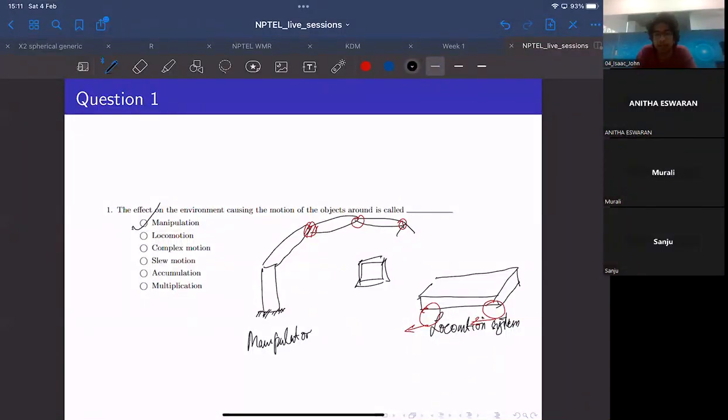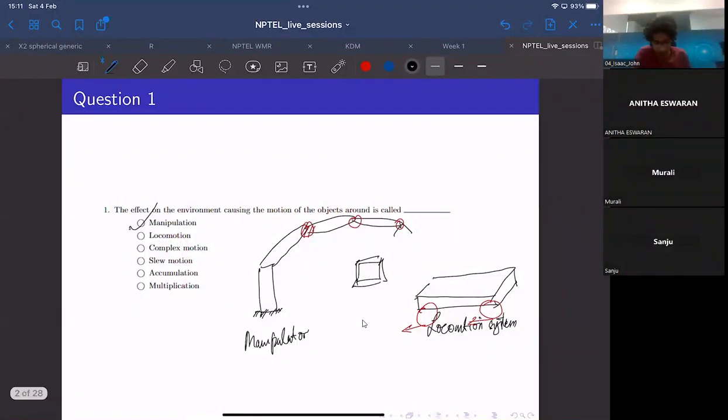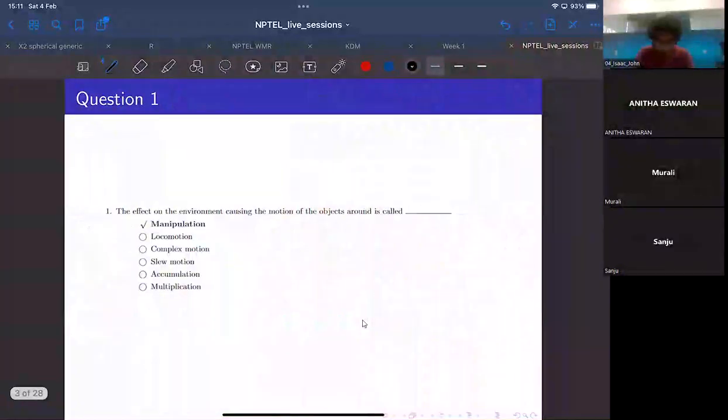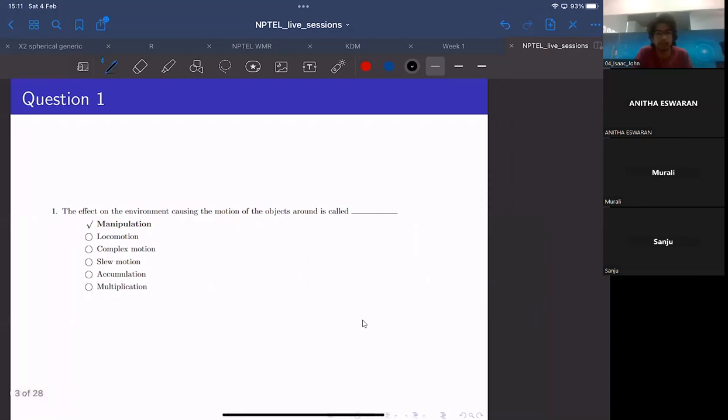If anyone is having any issues or any difficulties in understanding this, or if the point is not clear, please do let me know. Otherwise, we'll move forward to the next question. All right. So the second question would be, sorry, this is the correct answer.